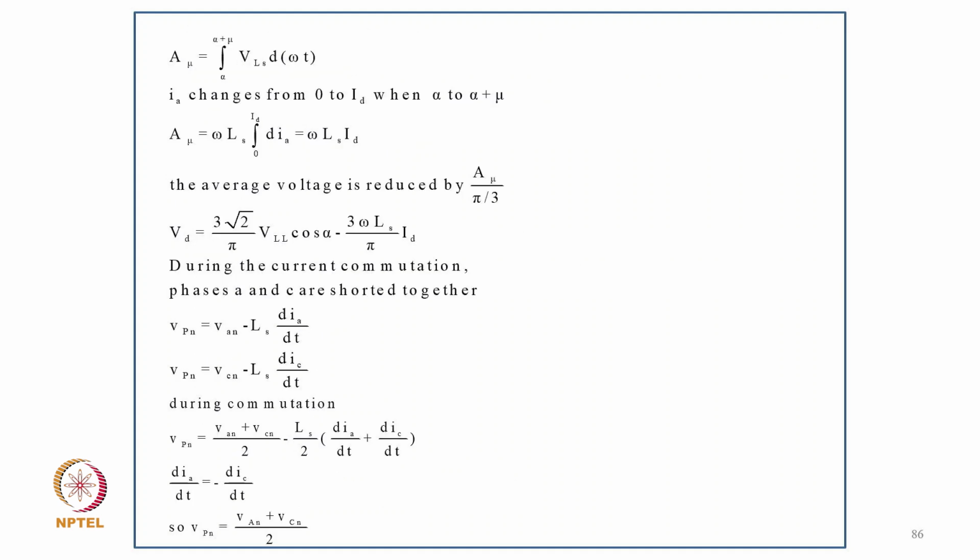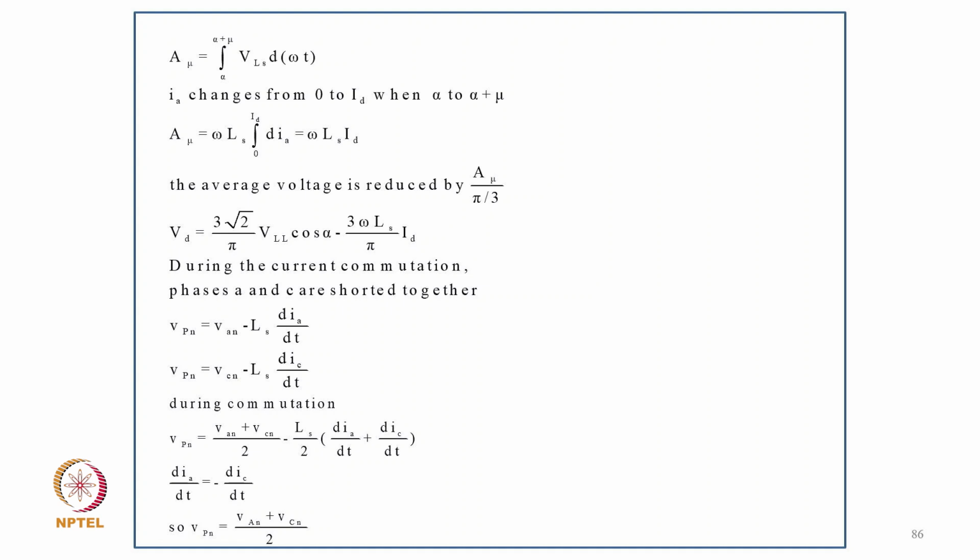And the area Au equals the integral from alpha to alpha plus mu of VLS d omega t, and IA changes from 0 to ID when alpha changes to alpha plus mu, so the integral from 0 to ID of omega LS di becomes omega LS ID. The average voltage is reduced by Au by pi by 3, so VD equals 3 root 2 VL divided by pi, cos alpha, minus 3 omega LS upon pi into ID.